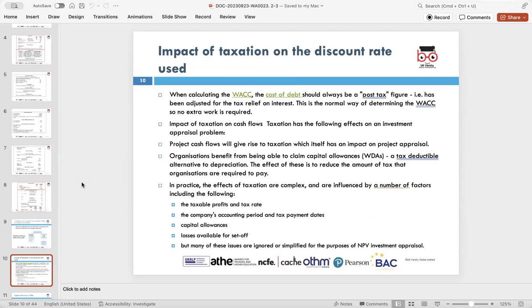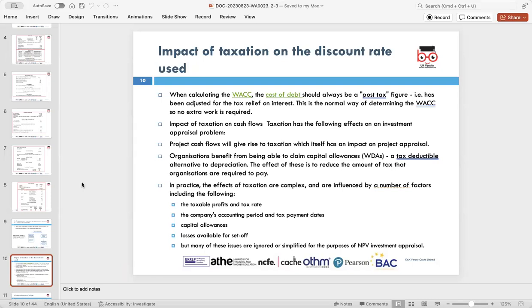Okay, so, impact of taxation on the discount rate. When calculating the weighted average cost of capital, it is important to consider the cost of debt as a post-tax figure. This means that the cost of debt has been adjusted to account for the tax relief on interest payments. By incorporating this adjusted figure into the WACC, or weighted average cost of capital, calculation, we ensure that our discount rate accurately reflects the tax implications of financing our investments.